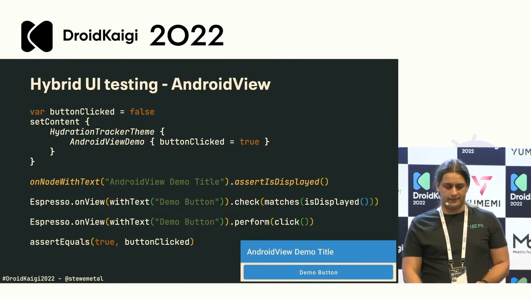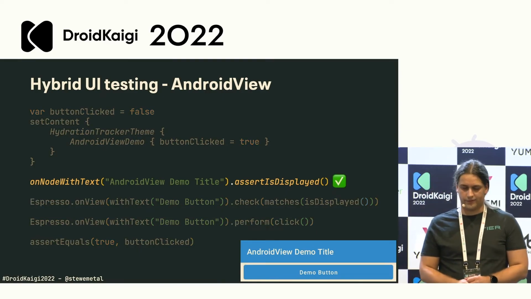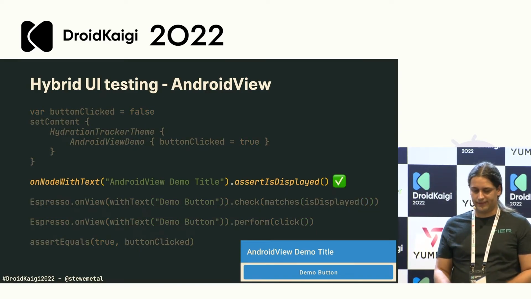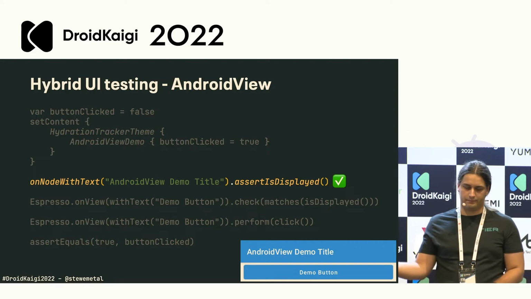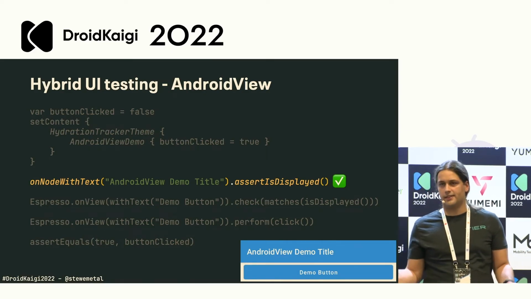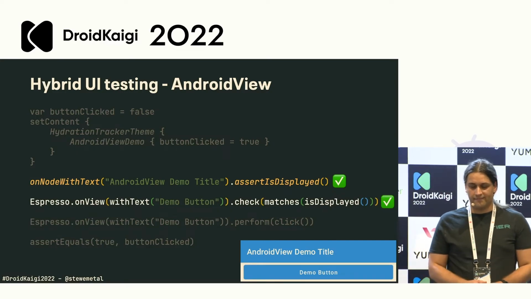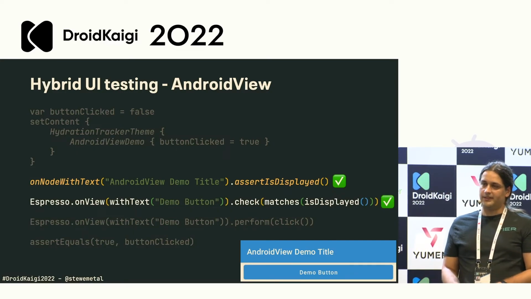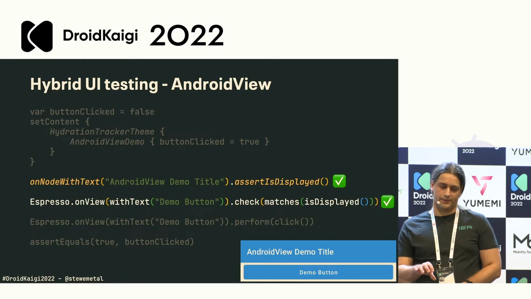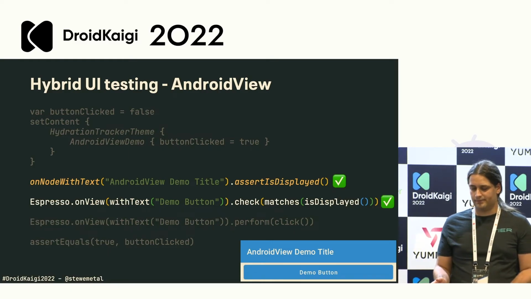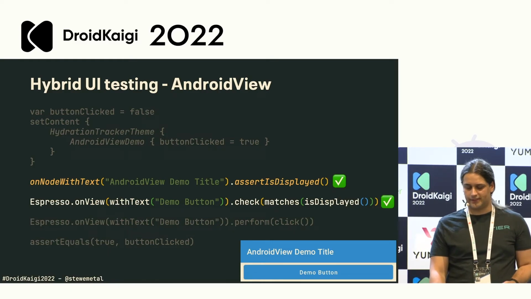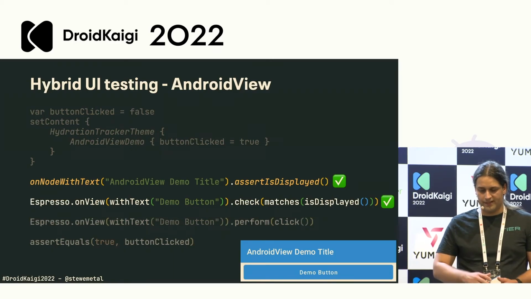Okay, here are the tests that we will do. First of all, we'll see if the title part, the Compose title part, is there. It's there. This test will pass, or this check will pass. Then we check the visibility of the view inside the composition. It will pass. Espresso works just as we expect it to be.